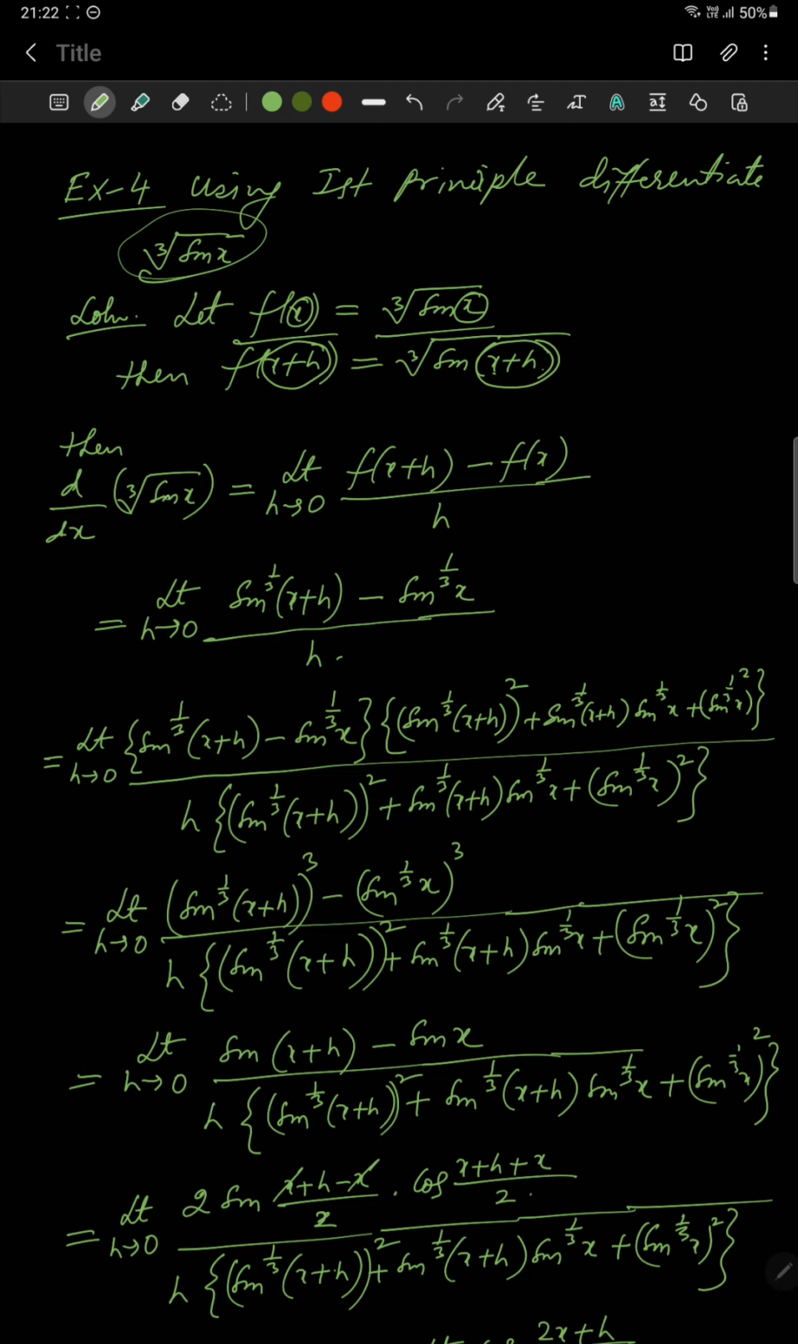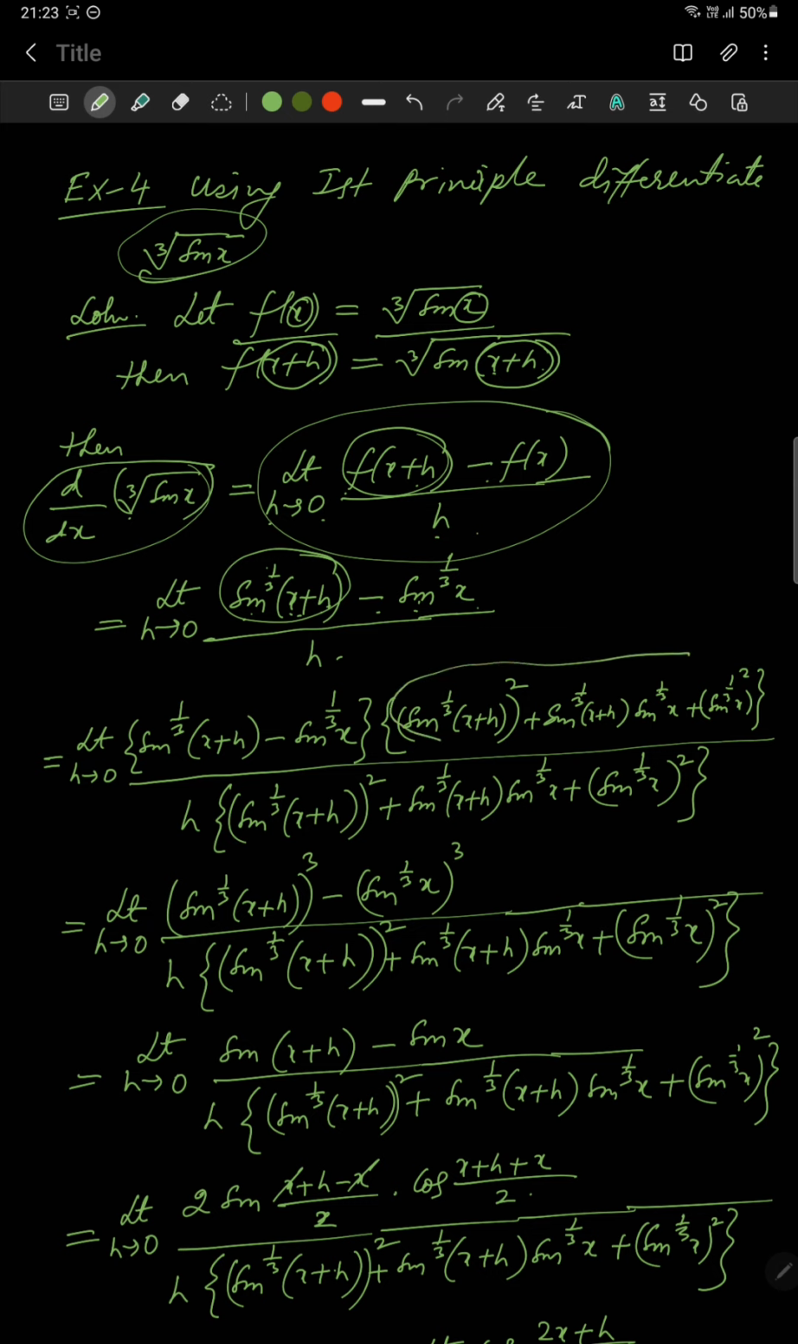So d/dx of cube root of sin x is written as limit h tending to 0 of f(x plus h) minus f(x), all divided by h, using the first principle formula. In place of f(x plus h), we have written cube root of sin(x plus h) as sin to the power 1/3 of (x plus h) minus sin to the power 1/3 of x. Now you can see a clumsy expression over here.